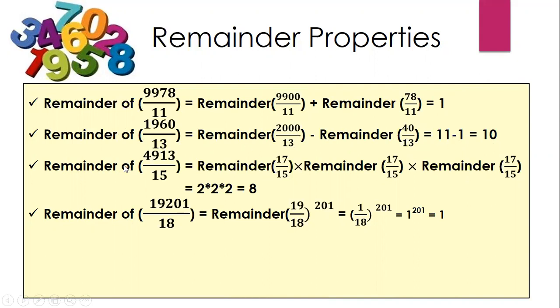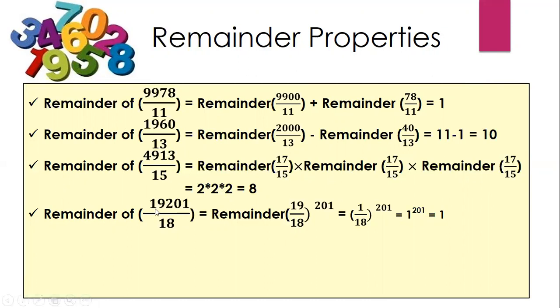Same way, remainder of 4913 when divided by 15. 4913, we can say that it is a cube of 17. So it is nothing but 17 cube. So I can split it and write it as remainder of 17 by 15 into remainder of 17 by 15 into remainder of 17 by 15. So 17 when divided by 15, our remainder is 2. So 2 into 2 into 2 is equal to 8. So 8 when divided by 15, the remainder is 8.